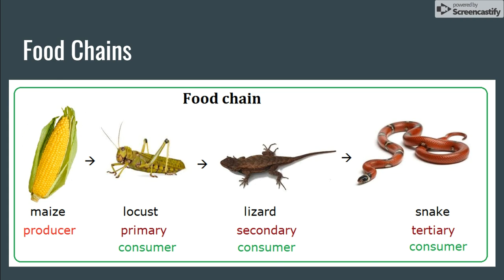If you notice, the arrows always point in the direction through which the energy is flowing. The energy from the maize goes into the locust. The energy from the locust is used by the lizard. The energy from the lizard is used by the snake.